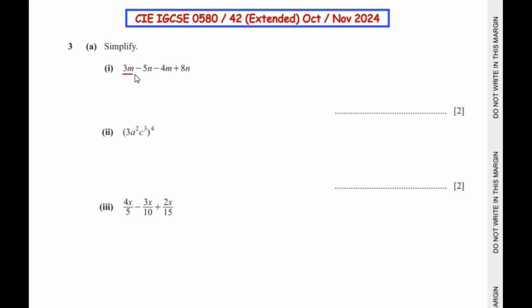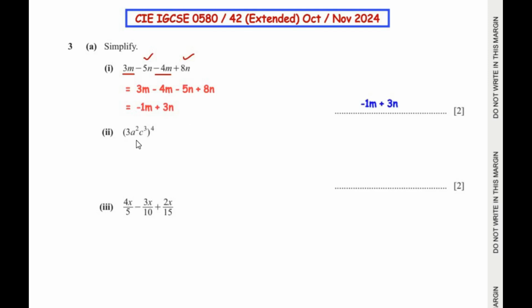So here 3m and minus 4m are like terms, and minus 5n and plus 8n are like terms. So here writing them together we get 3m minus 4m as negative 1m because 3 minus 4 is negative 1, and minus 5n plus 8n, that is minus 5 plus 8, gives us plus 3n. So this is our answer.